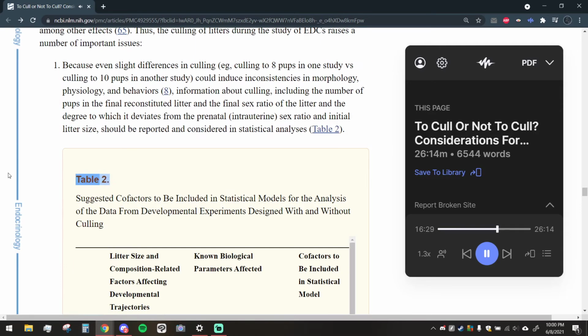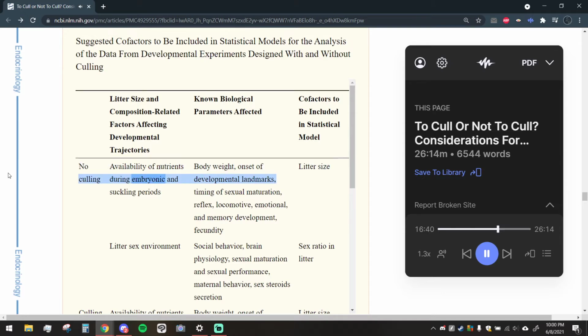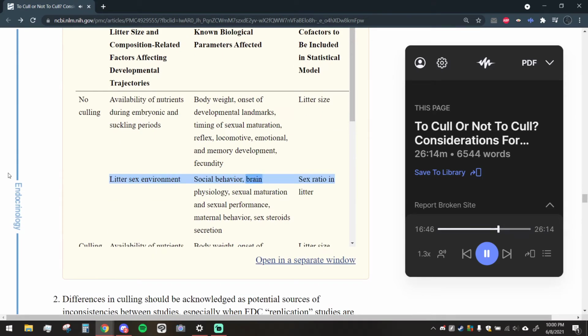Table 2. Suggested cofactors to be included in statistical models for the analysis of the data from developmental experiments designed with and without culling. Litter size and composition related factors affecting developmental trajectories. Known biological parameters affected, cofactors to be included in statistical model. No culling. Availability of nutrients during embryonic and suckling periods. Body weight, onset of developmental landmarks, timing of sexual maturation, reflex, locomotive, emotional, and memory development, fecundity. Litter size. Litter sex environment. Social behavior, brain physiology, sexual maturation and sexual performance. Maternal behavior, sex steroids secretion.